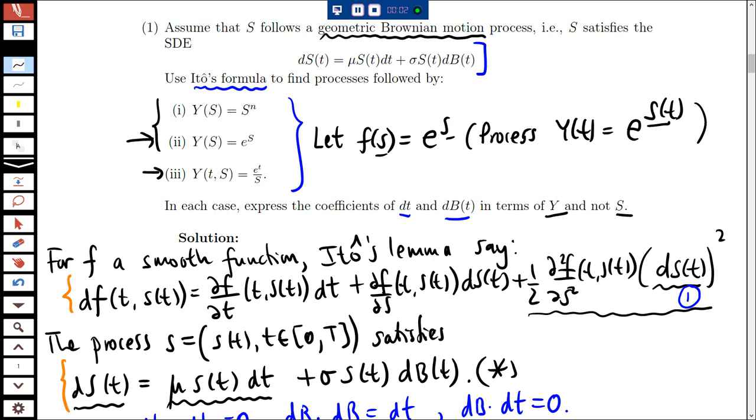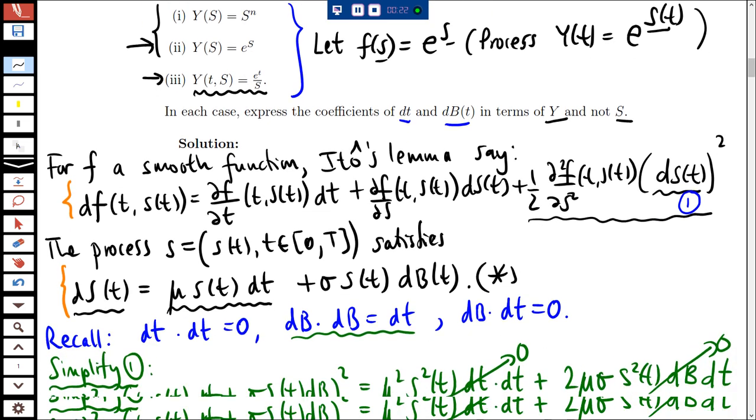Hi everyone, we're up to tutorial 10, question 1 part III, which is here. We're looking to describe the process described by e to the power t divided by s. We're going to use Ito's formula.